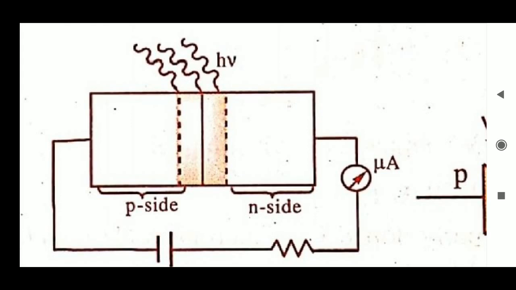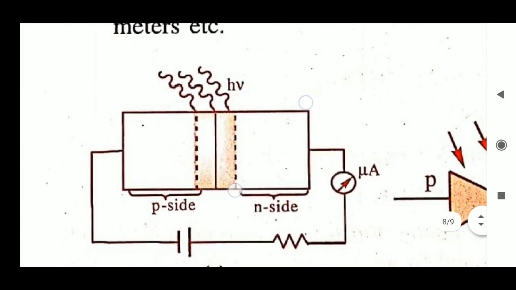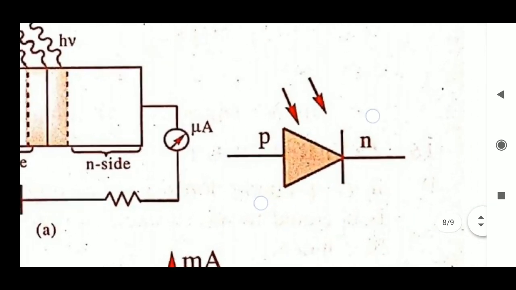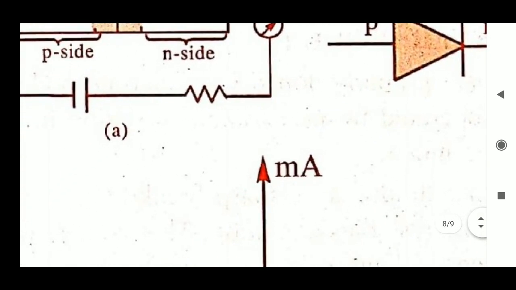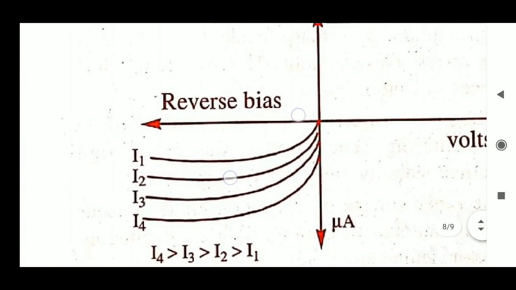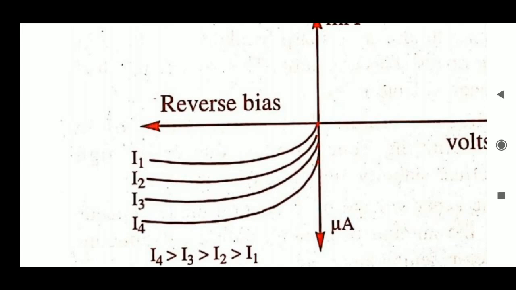When more photons are incident, we get more current. The circuit symbol of photodiode is given like a normal diode, but the arrow mark shows that light is falling on the junction. And the graph of this photodiode is just like the reverse bias condition PN junction diode VI characteristics. We know negative potential, that's why we are taking potential on the negative x-axis. We get a negative current, reverse current, that's why we are taking it on the negative y-axis. But this current is very small, that's why we can take it in microamps.